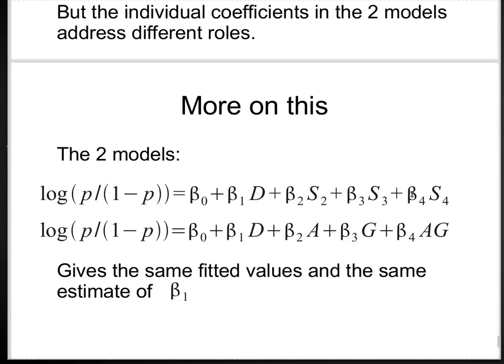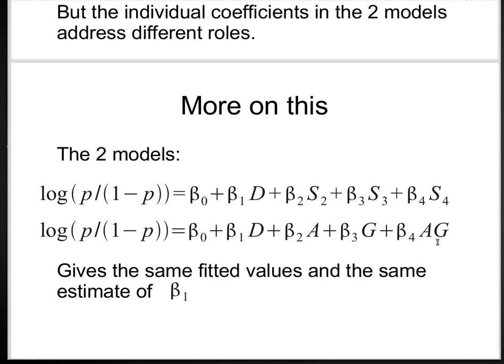Another point that can be made is that these two models have the same fitted values and the same estimate of beta 1. Notice that these two models are the most complicated ones for assessing confounding. Now, what it says is that if I have S2, S3, S4 terms here, that enables the assessment of adjustment for strata, just like this model does.